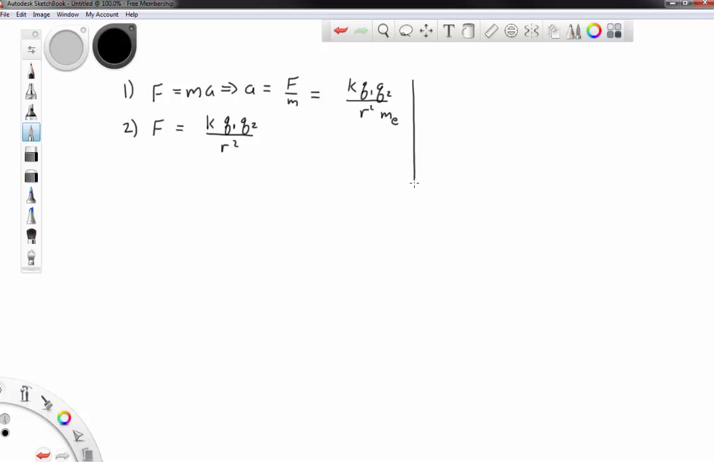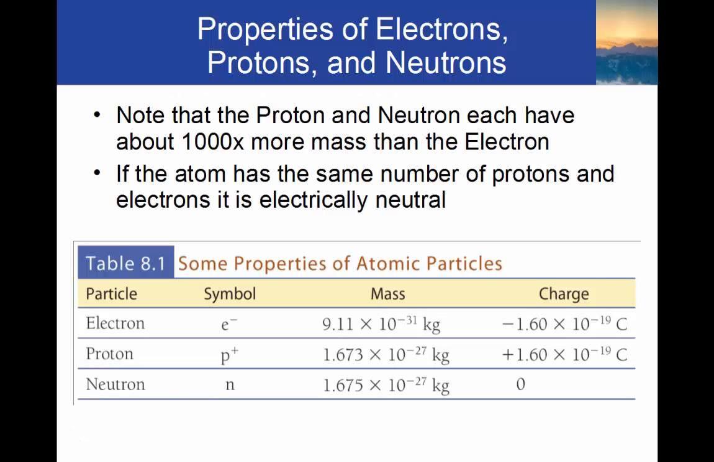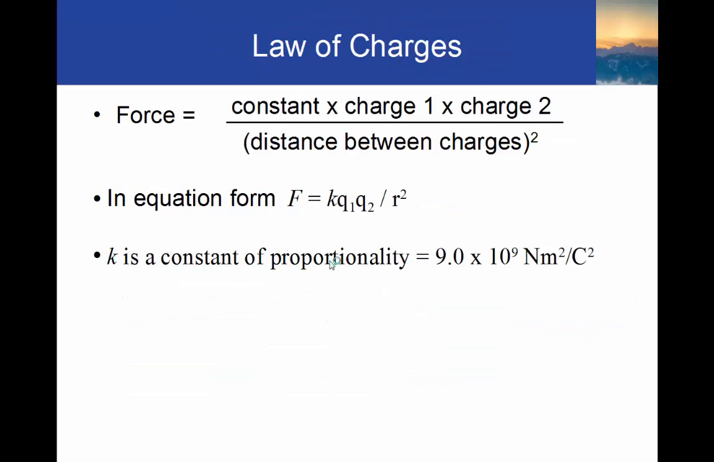So let's pull up that table so that we can get the values of Q, Q, and M. Alright, here's the table from your text. It gives us the mass of the electron, the charge of the proton, and the charge of the electron. So those are the three numbers that we needed off of that table. We also need the Coulomb constant, the constant of proportionality in this equation, k q1 q2 over r squared, and it is 9.0 times 10 to the 9th Newton meters squared per Coulomb squared.